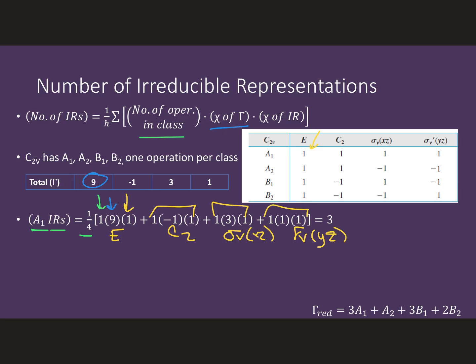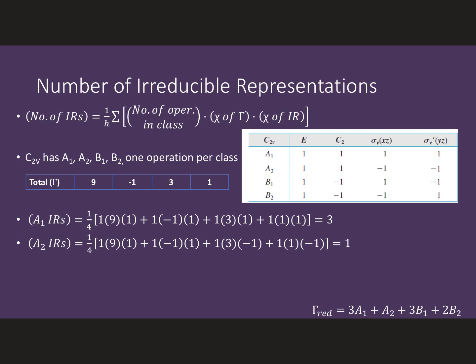Once we have all that together, we do the math and we say that, hey, we have 3 as our final result here. So that tells us in this molecule, H2O in the C2V point group, we would have 3 A1 symmetry degrees of freedom. We do the same thing to find out how many A2 symmetry irreducible representations we have.